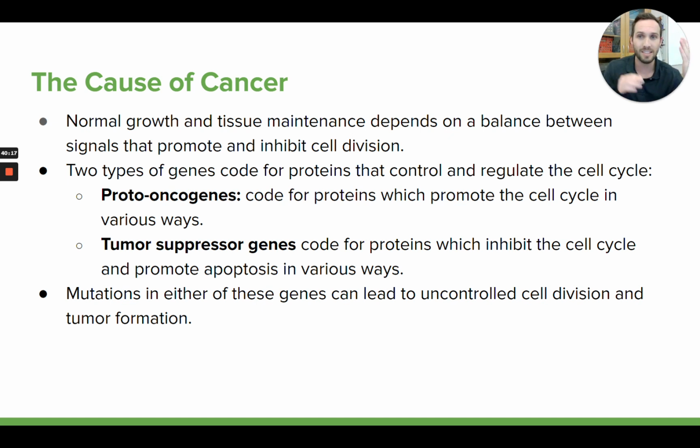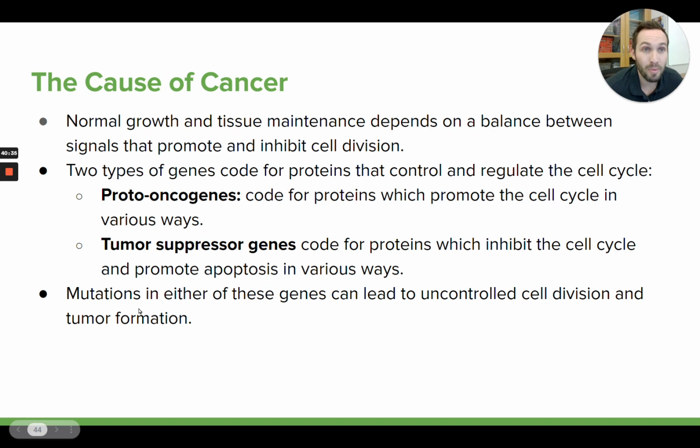So both these types of genes make proteins that are very important. Proto-oncogenes make good proteins that help cells divide. Tumor suppressor genes make proteins that slow down cell division and make cells not divide. Both of them are needed to have controlled cell cycle regulation.